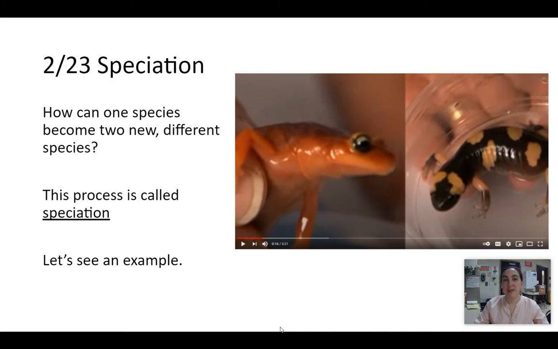Hello, biology students. Today we're going to talk about the process of speciation, which is how new species form. We looked yesterday at the idea of the tree of life, how all living things are related to each other through common ancestors. So today we're going to talk about how a single species can separate into different groups that eventually become two completely separate species.